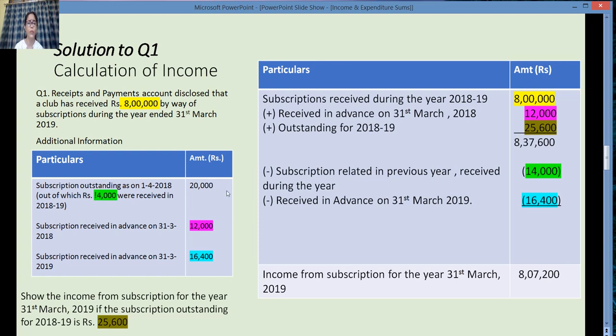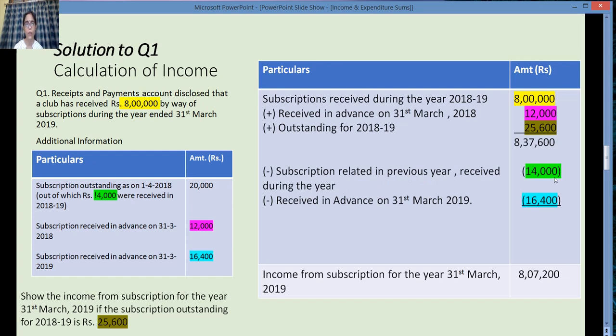Now let's calculate and see how much is to be taken as income from subscription. I repeated the question here, and the similar color shows the posting. Total amount of receipt is 8 lakhs, so subscription received during the year is 8 lakhs. The first information we have is outstanding at the beginning of the year, 20,000. Of these 20,000, only 14,000 was received. So subscription related to the previous year received during the year has to be deducted.